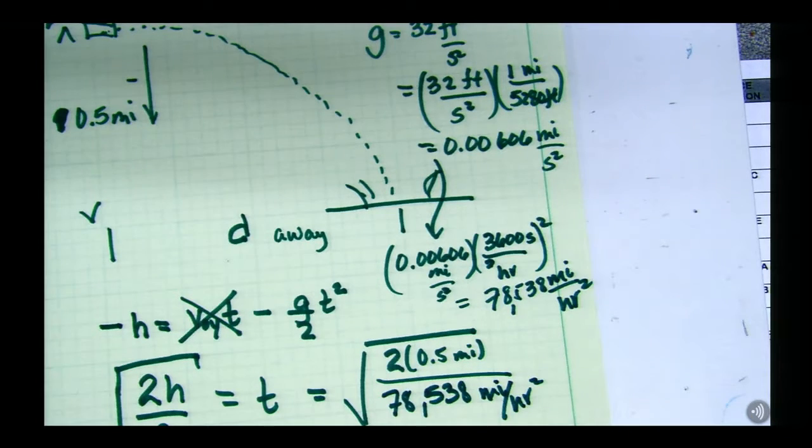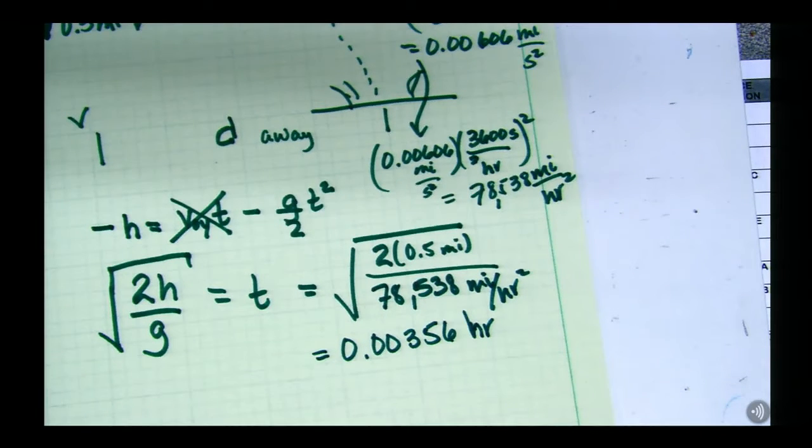I get 1 divided by that. I have to take the square root of it. And it tells me I'm at 0.00356 hours. So that's when I have to drop it. When I'm 0.00356 hours away from the target. If I'm traveling at a half a mile out at 100 miles an hour, which kind of makes sense.